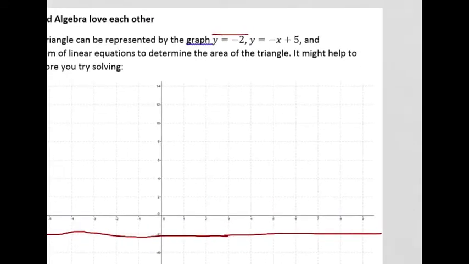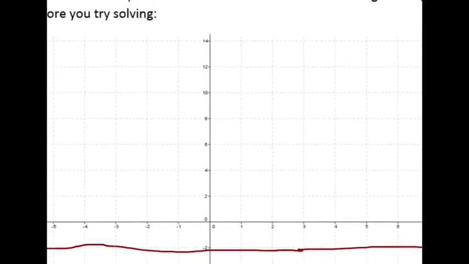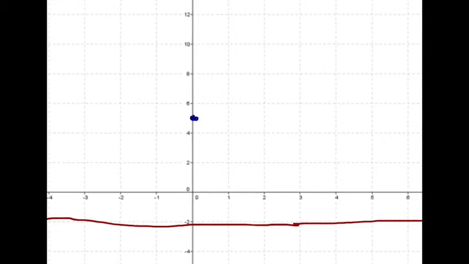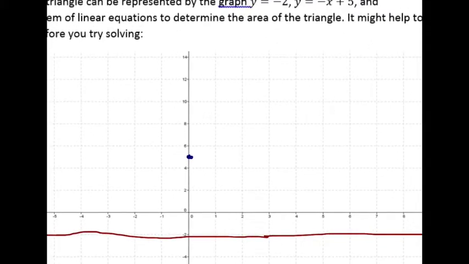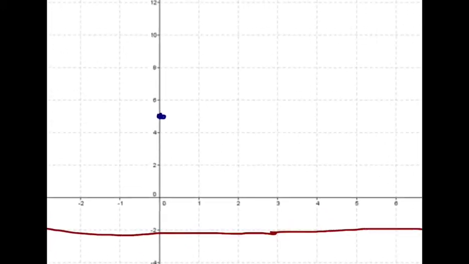The next line is -x plus 5. I'm going to graph that in blue. So a slope of -1, y-intercept of +5. And since it's a negative slope, the line's going to be going like this. Okay, so since our slope is -1 and our y-intercept is 5, I'm going to go from the y-intercept and I'm going to go down 1.